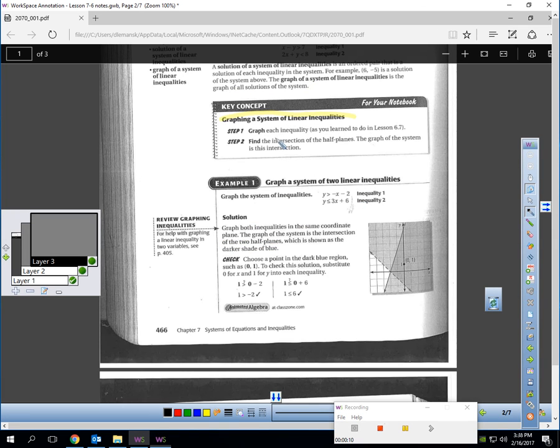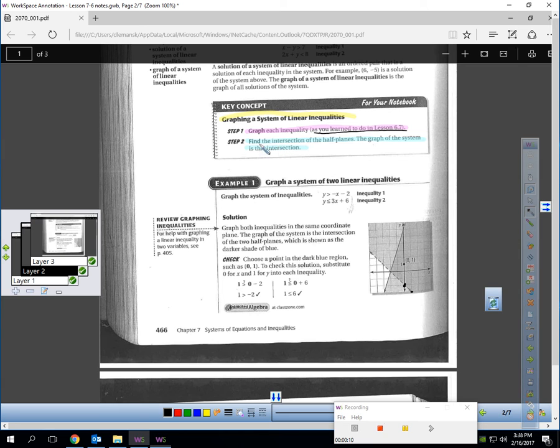Let's keep going. So how do you graph a system of linear inequalities? It's a pretty simple two-step process. You graph each inequality just like you did in lesson 6.7. And now here's the one thing that's a little different. You are going to graph the intersection of the half planes. The graph of the system is this intersection. So here would be an example problem in your book at the bottom of page 466.